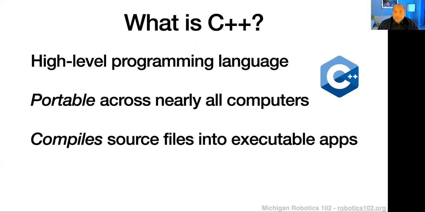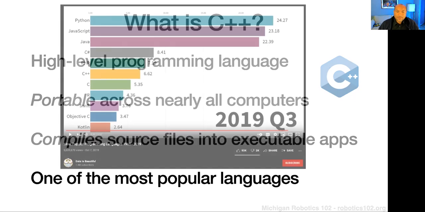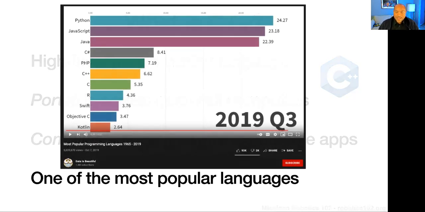So if we come back to C++, it's a high-level programming language, we compile it from source files into executable apps, and it's portable across nearly all computers. Any computer that has a C++ compiler can have programs written for it. In addition, it's one of the most popular languages. There's a great video that shows the evolution of computing languages and which ones are most popular. There are different rankings, so you can't always just trust one ranking.